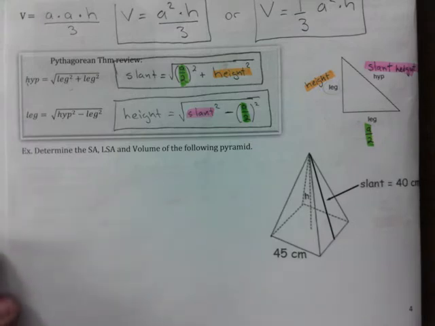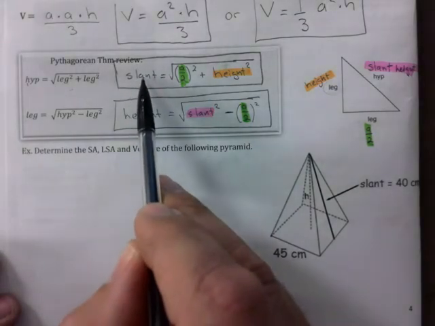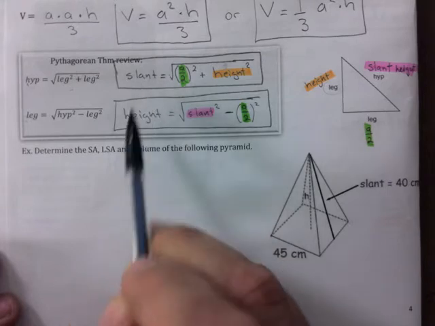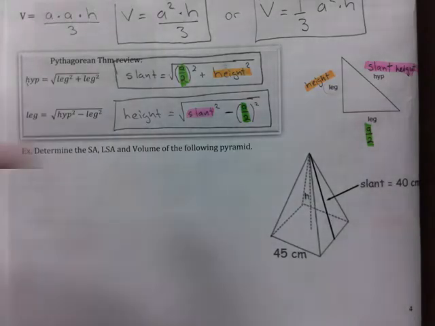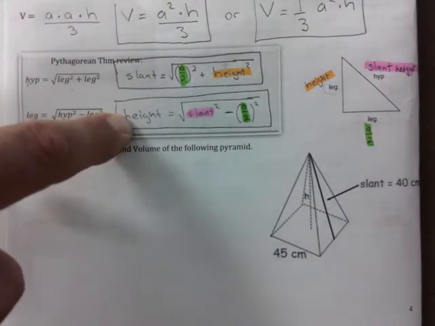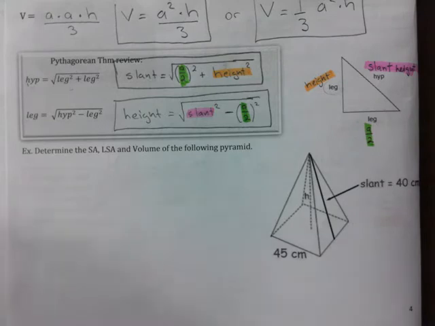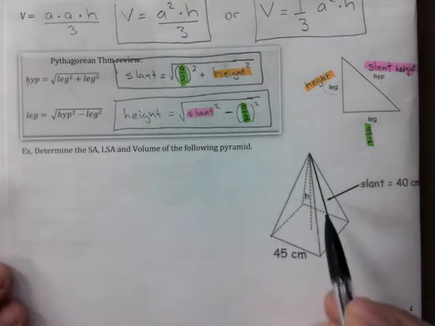So slant you will need for surface areas. The actual height you need for volume. So it depends on the situation. You might have to use this one or that one. Depends on what you are given. So let's do an example right here.